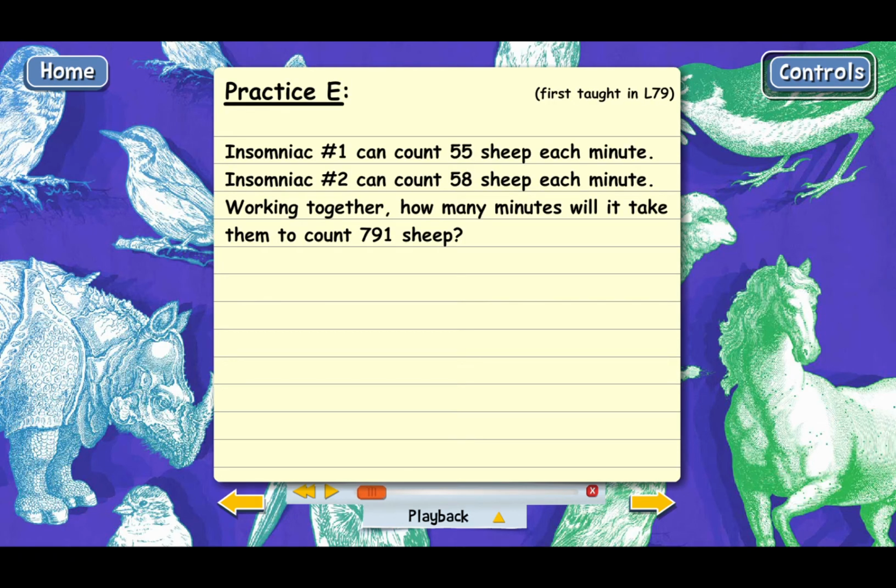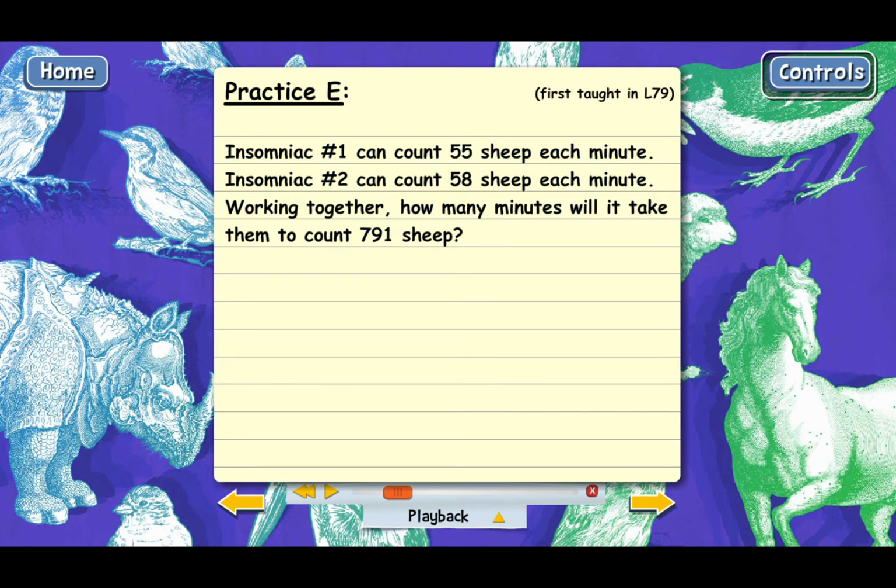Practice E. We need to solve this work problem. Insomniac number 1 can count 55 sheep each minute. Now, in case you're not familiar with that word insomniac, that's somebody who has trouble sleeping, can't get to sleep at night. Insomniac number 2 can count 58 sheep each minute. Working together, how many minutes will it take them to count 791 sheep?